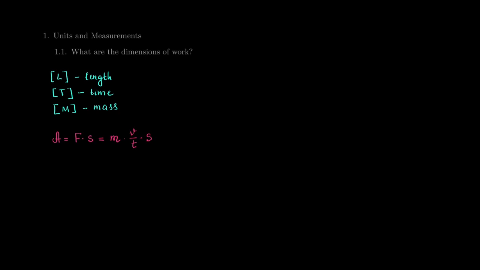So again, we write it as M. V is equal to S divided by T, right? So it is S square divided by T square. So the dimensions of work is M, L2, and T minus 2.